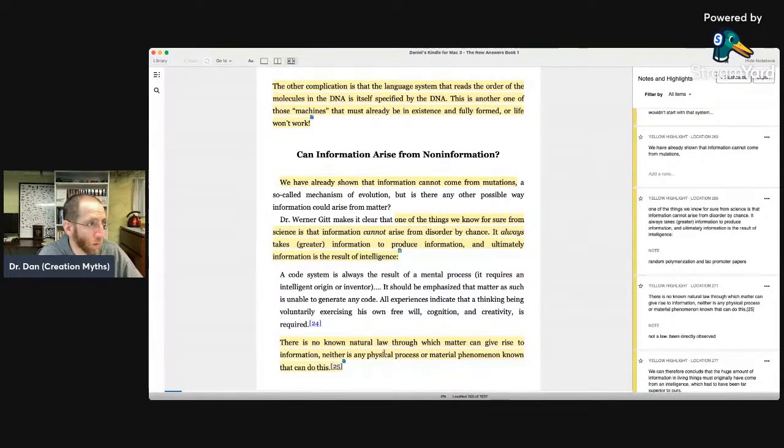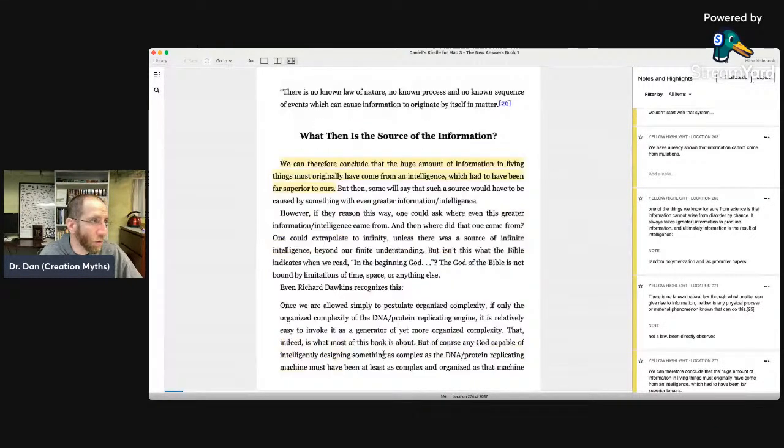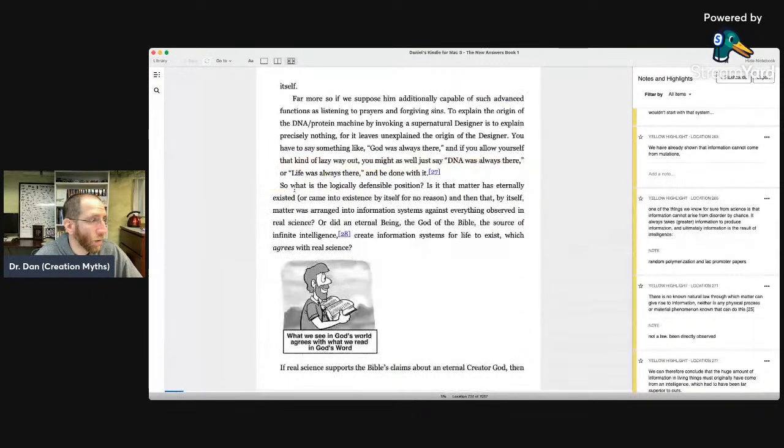Okay, so what's the source of information? We can conclude that a huge amount of information must originally come from intelligence. Nope. Can't conclude that. We've documented that you don't need intelligence to get information. It's just a lie to say otherwise. The end. So let's keep going through this.